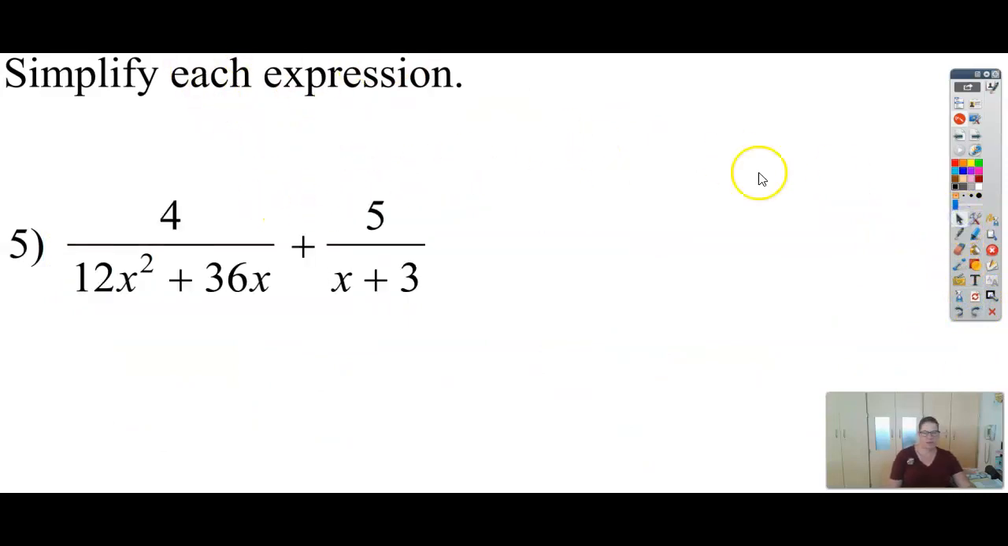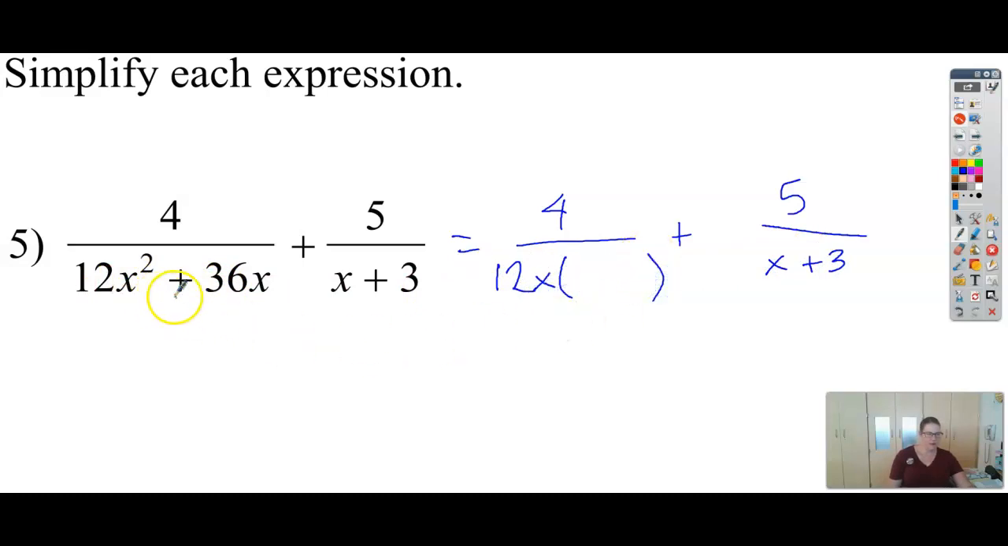All right, let's try another one. So on this one, the only thing that I can factor is this 12x squared plus 36x. I do want to factor this before I try to get the denominators to match, because I want to see if they have any matching factors. That's going to make things easier. So everything's going to stay the same here, except for that 12x squared plus 36x. I'm going to factor that. I'm going to pull out the greatest common factor, which would be 12x. 12x, if I pull that out, that's going to leave x plus 3.